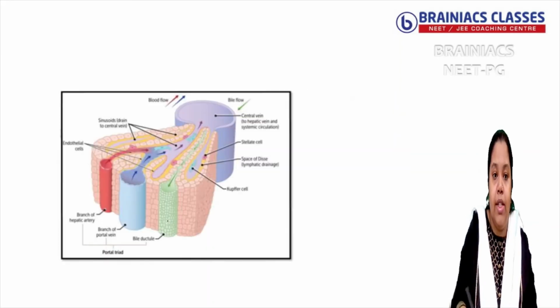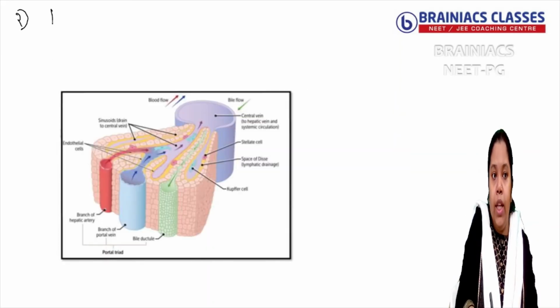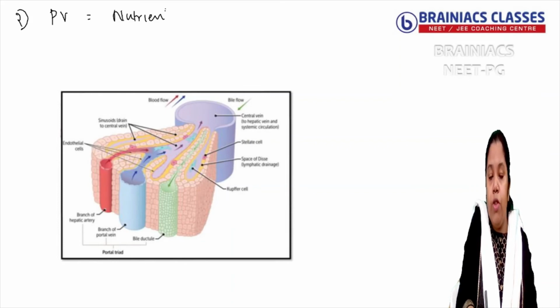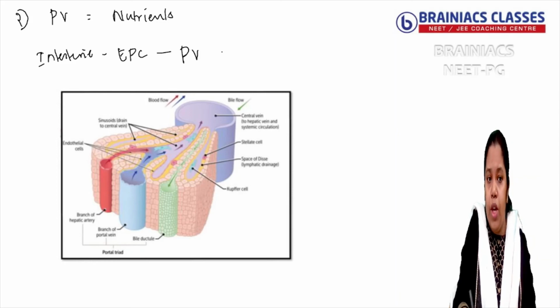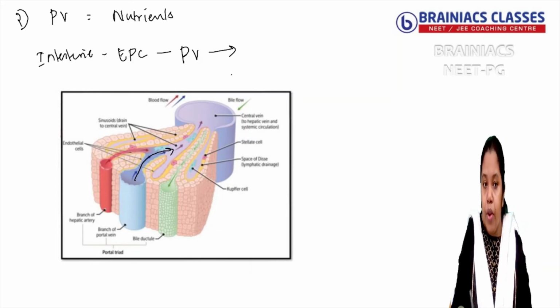The second blood supply is via the portal veins. It carries nutrients. So the nutrients from the intestine reach the portal vein via the enteroportal circulation. Can you see here? This is the portal vein. From the portal vein, it reaches the sinusoids.